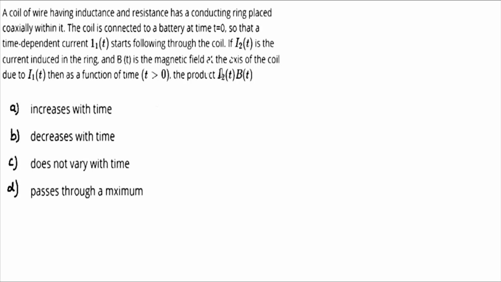We need to find what the product of I2 and B is with respect to time, whether it would be increasing or decreasing, or it does not vary with time, or it passes through a maxima.